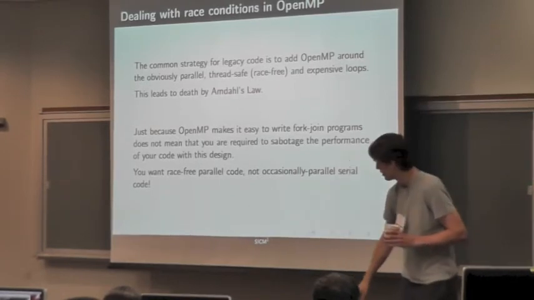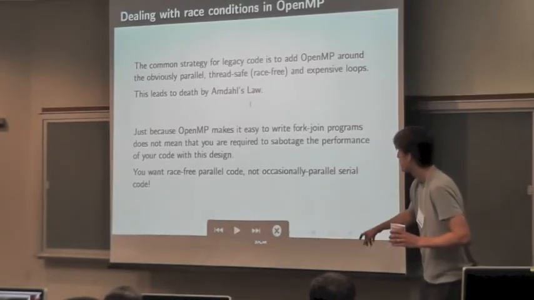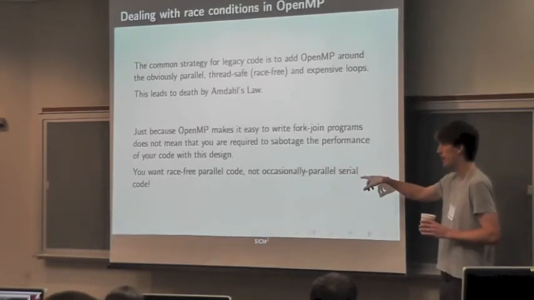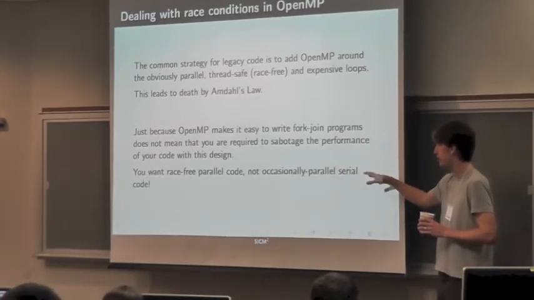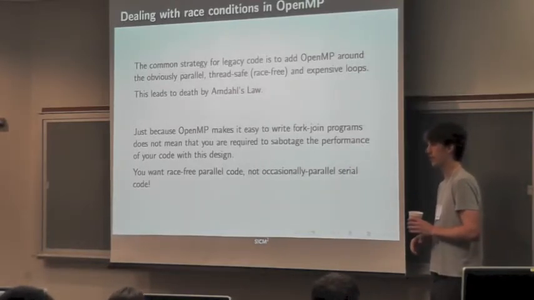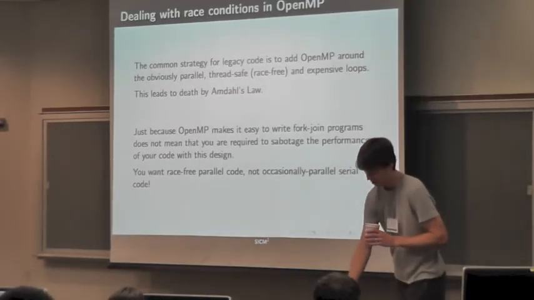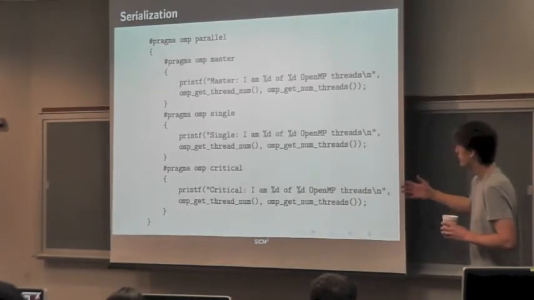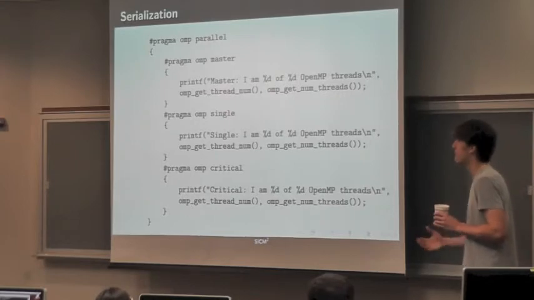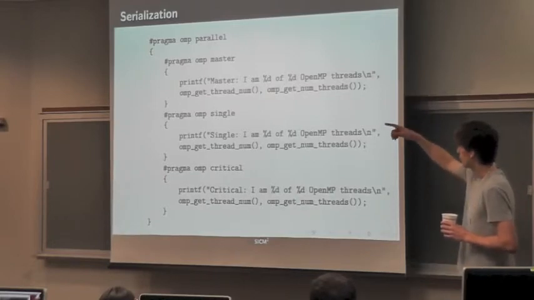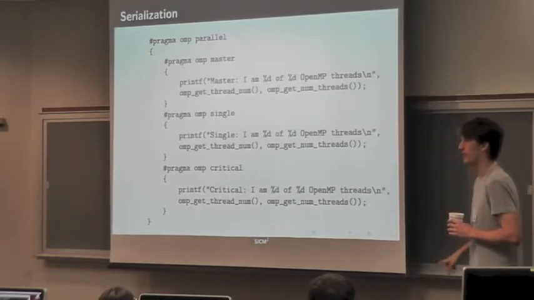So, and this is the take-home message. You want race-free parallel code. That's your goal. Your goal is not to occasionally parallelize a little bit of your code because it makes it run faster on some machine. Okay, race-free parallel code is the goal. Okay, so if you have things that you need to make run in a thread-safe way, there are some constructs for this. So master, single, and critical mean three different things.